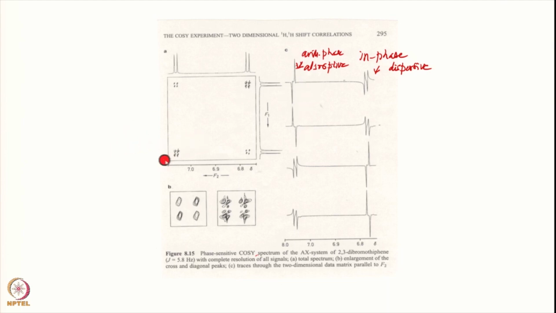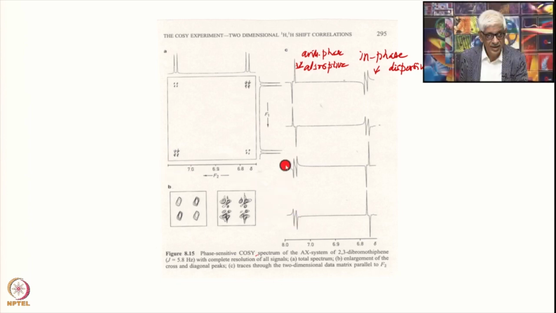You come down to the third one here, now this is the diagonal once more. The diagonal again has cross sections like this, dispersive in phase, absorptive antiphase. And you take the next one, the last one here, last one is again dispersive in phase and this is absorptive antiphase, but this sign pattern is different from this. What is negative here is positive here, what is positive here is negative here.